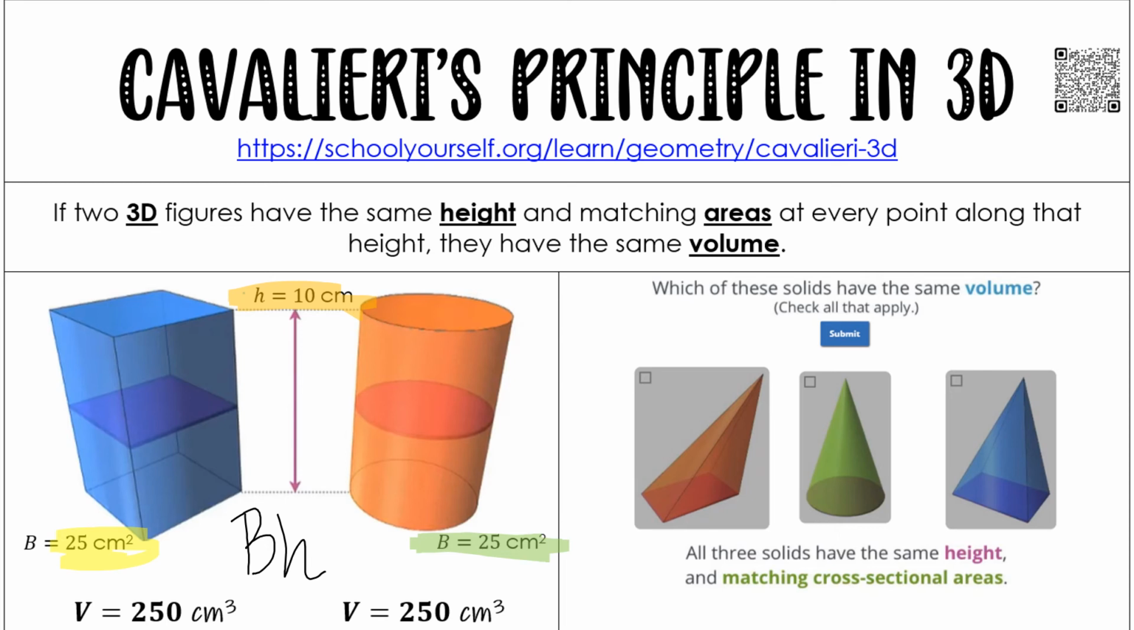All right, so in the picture on the right, it says which of these solids have the same volume? And down below, it says all three solids have the same height, which is important for Cavalieri's principle, and they have matching cross-sectional areas. So that means no matter where you go, every horizontal cross-section has the same area. So if all three of them have the same cross-sectional areas and the same height, then that means that all three of them are going to have the same volume.